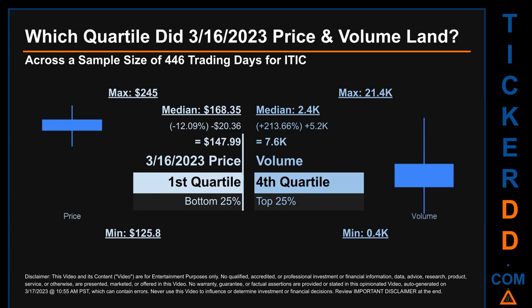Quartiles tell us about the spread of a data set by breaking that data set into quarters, just like how the median breaks the set into half. Descriptively, ITIC has a median price of $168.35. Therefore, March 16, 2023 price was lower from that middle marker by 12.09%. The day's volume of 7.6 thousand was more than the median by 213.66%.